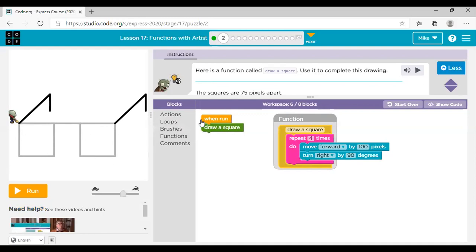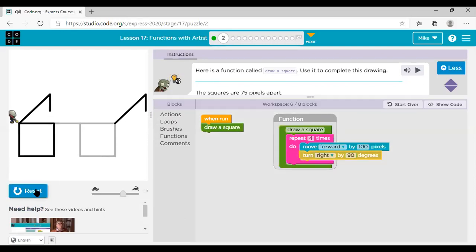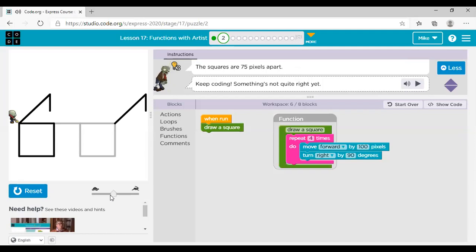So let's quickly run our code as it is right now and see what happens. And look at what they told us here. The squares are 75 pixels apart, but Taryn already told us that. So good job, Taryn. Let's run our code. That is what we've got right now. We've got 1 square in our code. So who can tell me what I am going to do to finish this picture? Who thinks that they can tell me what we are going to do?